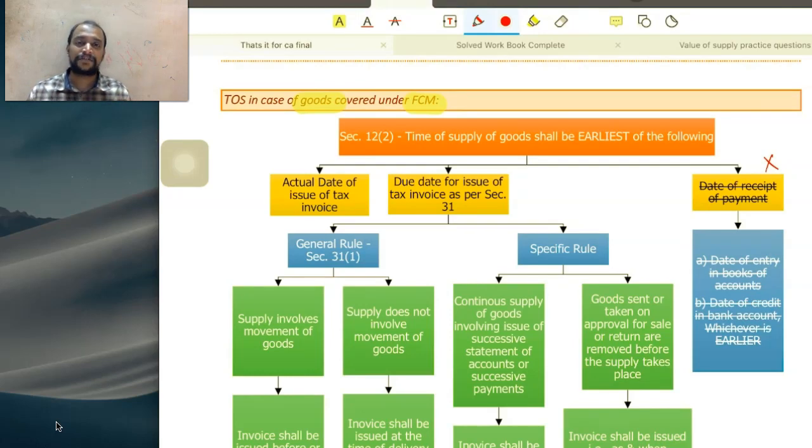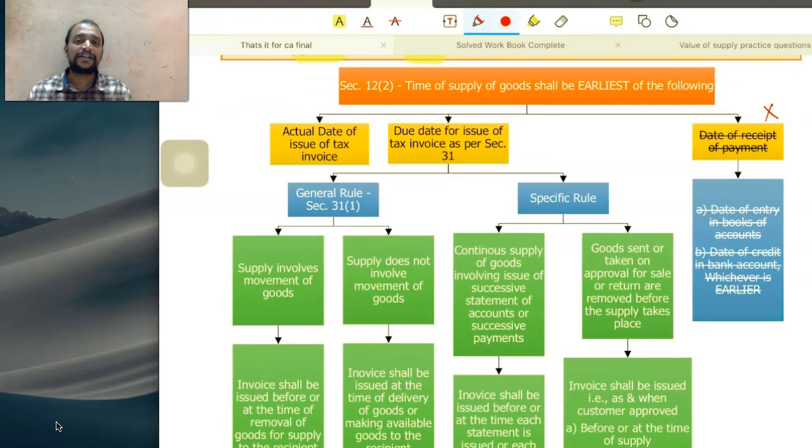What is the actual date of invoice? The day when I give invoice, that is the actual date of invoice. What is the due date of invoice? It depends upon section 31. And in that, we have general rule and specific rule. As per general provisions, the due date of invoice is, if supply involves movement of goods, at the time of removal from the factory gate. If supply involves movement of goods.